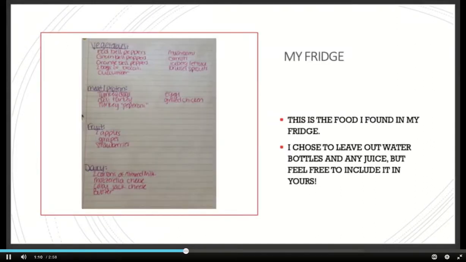Here is my fridge. I chose to leave out water and any juices, but you can feel free to include that yourself. For vegetables, you can see that I wrote 2 bags of broccoli. I counted that as 2 items for a total of 10 items in the vegetable category. I did the same for fruits and dairy. Compile a list based on the foods that you find in your fridge.